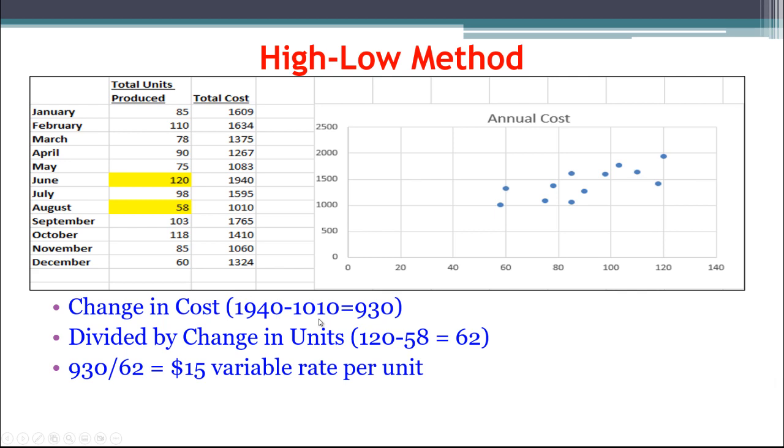We need to know the change in cost. 1940 minus 1010, that's $930 change in cost, divided by the change in units, 120 minus 58, that's 62 units different. What we're saying here is that this $930 of additional cost is caused by the fact that we have 62 additional units. Therefore, our variable rate per unit is $15. The rest of it is all fixed.